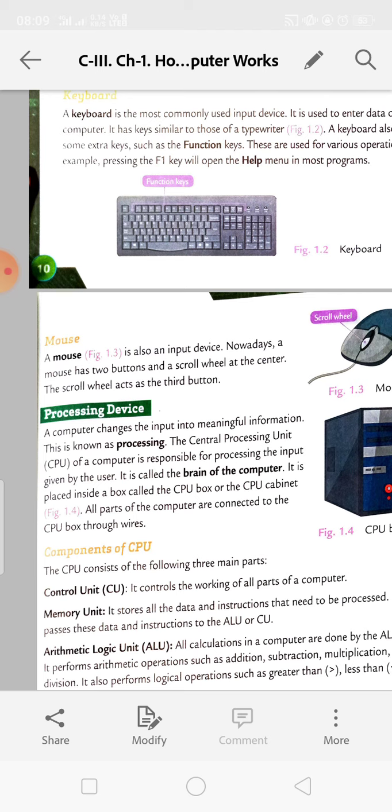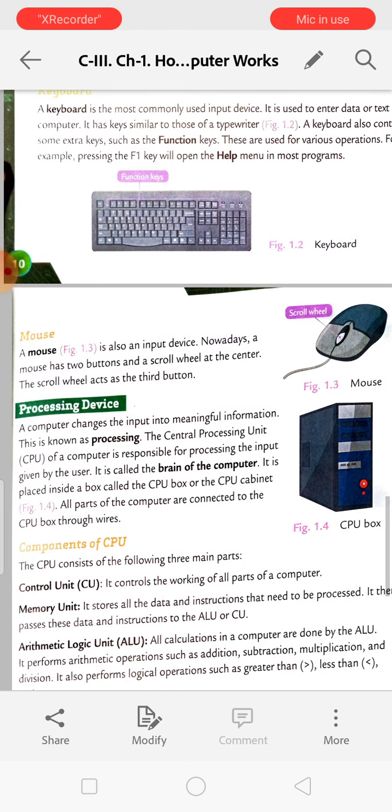It is called the brain of the computer. So the CPU is called the brain of the computer. The full form of CPU is the central processing unit. It is placed inside a box called the CPU box or the CPU cabinet.